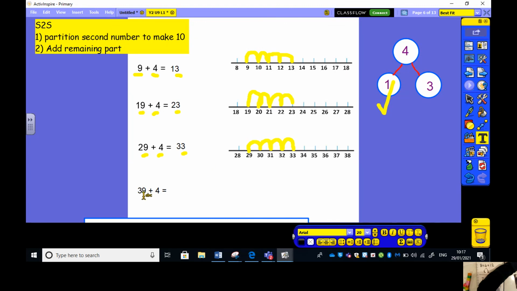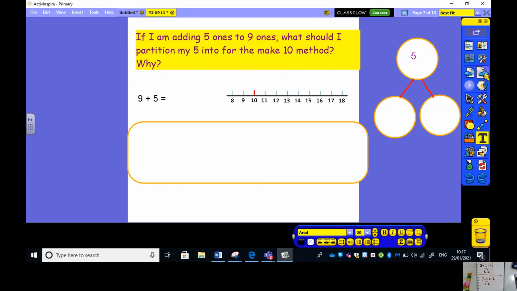Well, we have a 9 in the ones place value and we're adding 4 ones. I know the answer will end now in a 3. So I would have made 10 to get to 40. 40 add 3 is 43. Really well done. Let's do this one together. If I am adding 5 ones to 9 ones, what should I partition my 5 into for the make 10 method? So I'm doing 9 add 5. What would you partition the 5 into to mean I can make 10? Talk to your partners now.